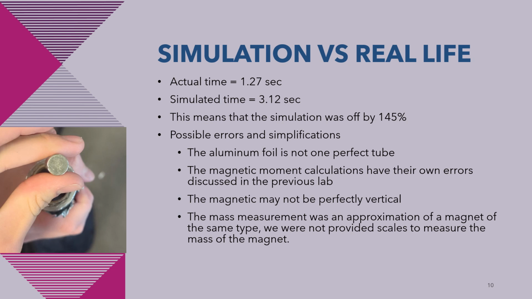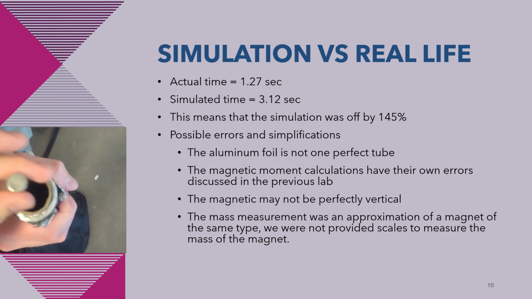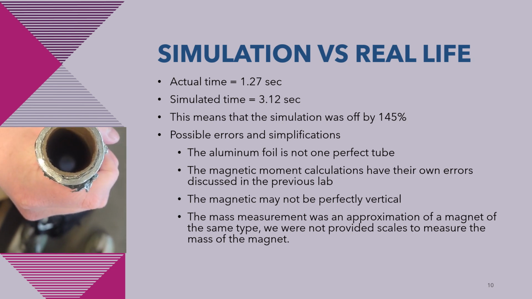And the magnet, when we dropped it, wasn't perfectly vertical. As shown in this video, it wobbled back and forth. And then the mass measurement was an approximation of the magnet of the same type because we weren't actually provided scales to measure the mass of the magnet.